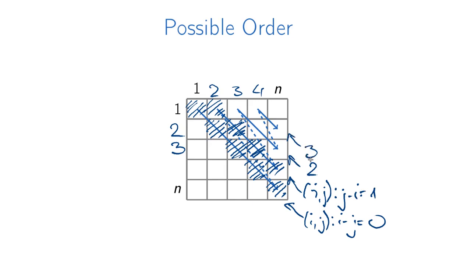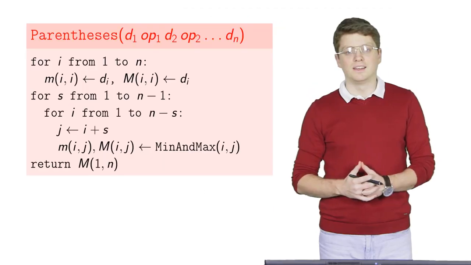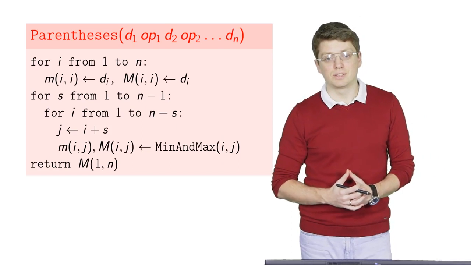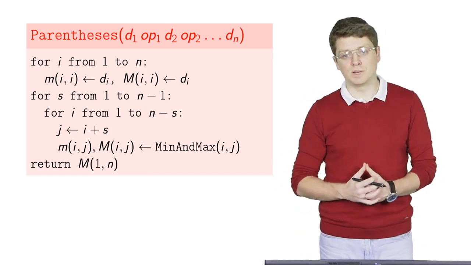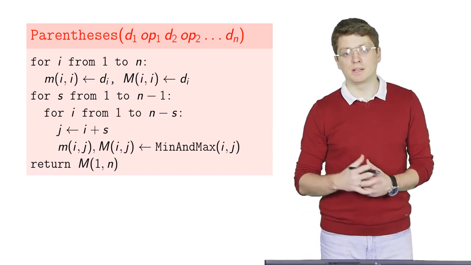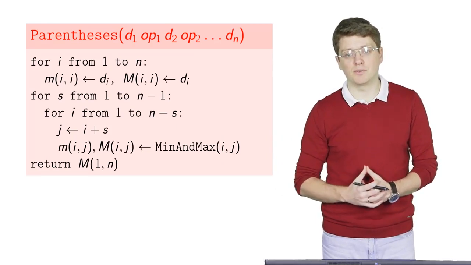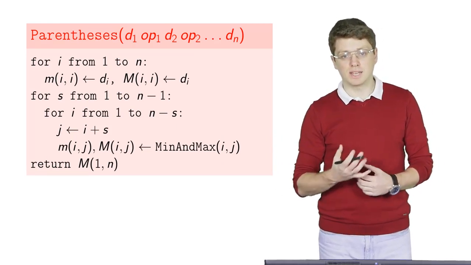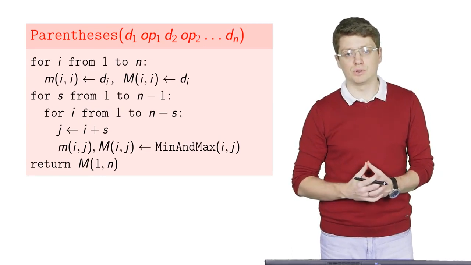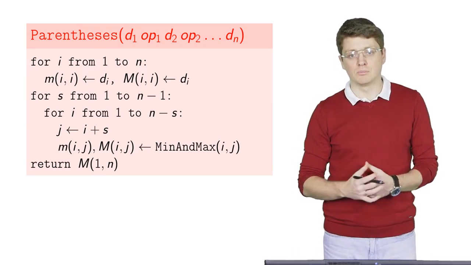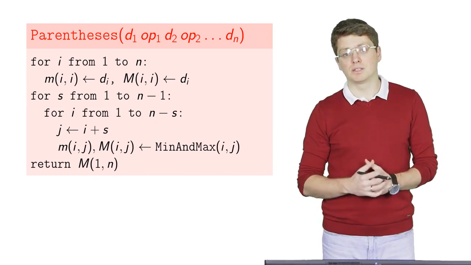So the resulting value for our initial subproblem will be computed as the value of the last cell. Right? Because this cell corresponds to the initial sub-expression from 1 to n. Now everything is ready to write down an algorithm. In the algorithm, we will maintain two tables, m and capital M. The first one for storing the minimum values for all sub-expressions, and the second one for storing the maximum values for all sub-expressions. We start by initializing these tables as follows.